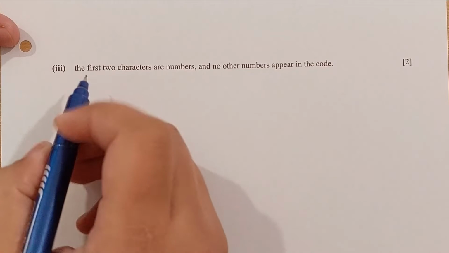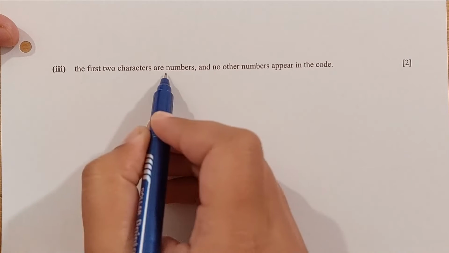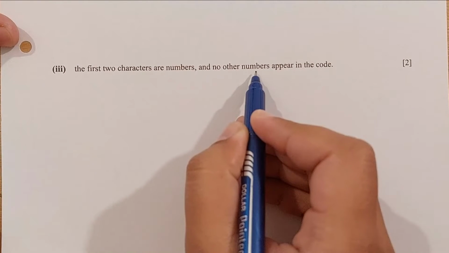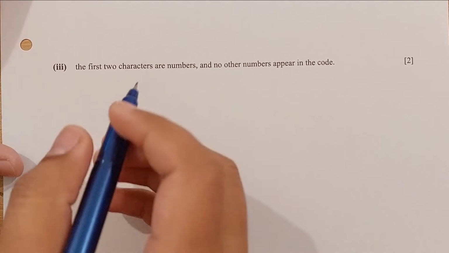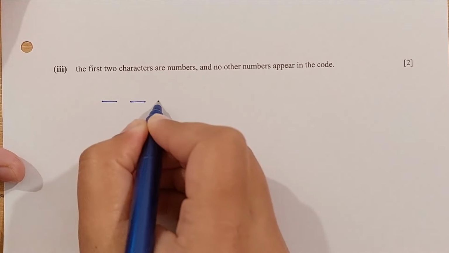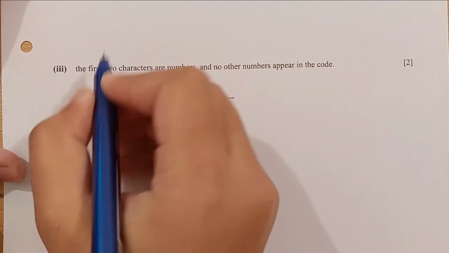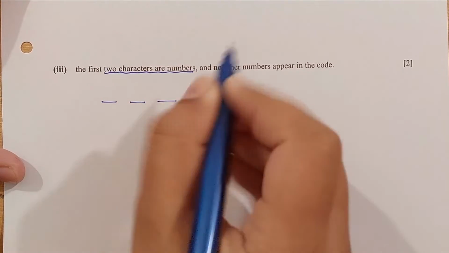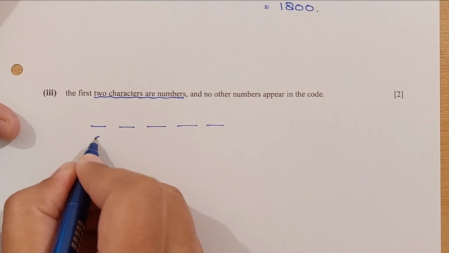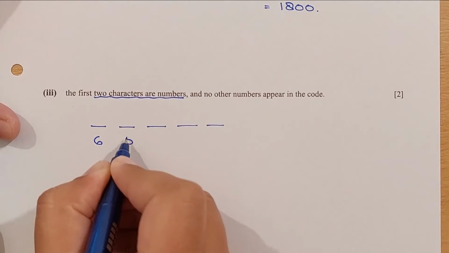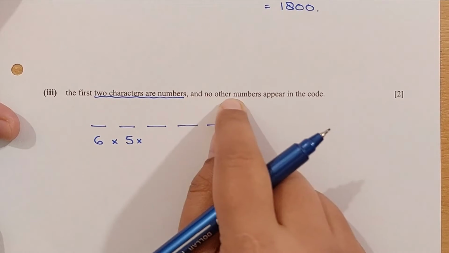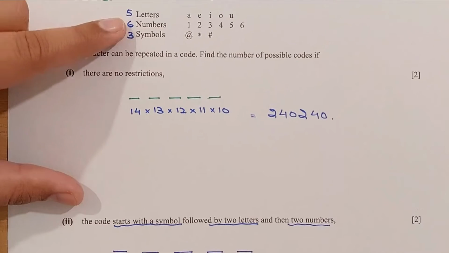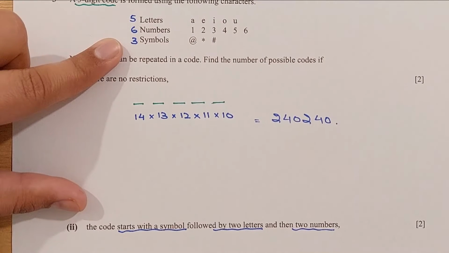Okay, now for part 3, the first 2 characters are numbers and no other numbers appear in the code, right? Again, a 5-digit code: 1, 2, 3, 4, 5. The first 2 characters are numbers. We have 6 numbers, so the first 2 have numbers. Now the rest, no other numbers appear in the code, so the other options are letters or symbols.